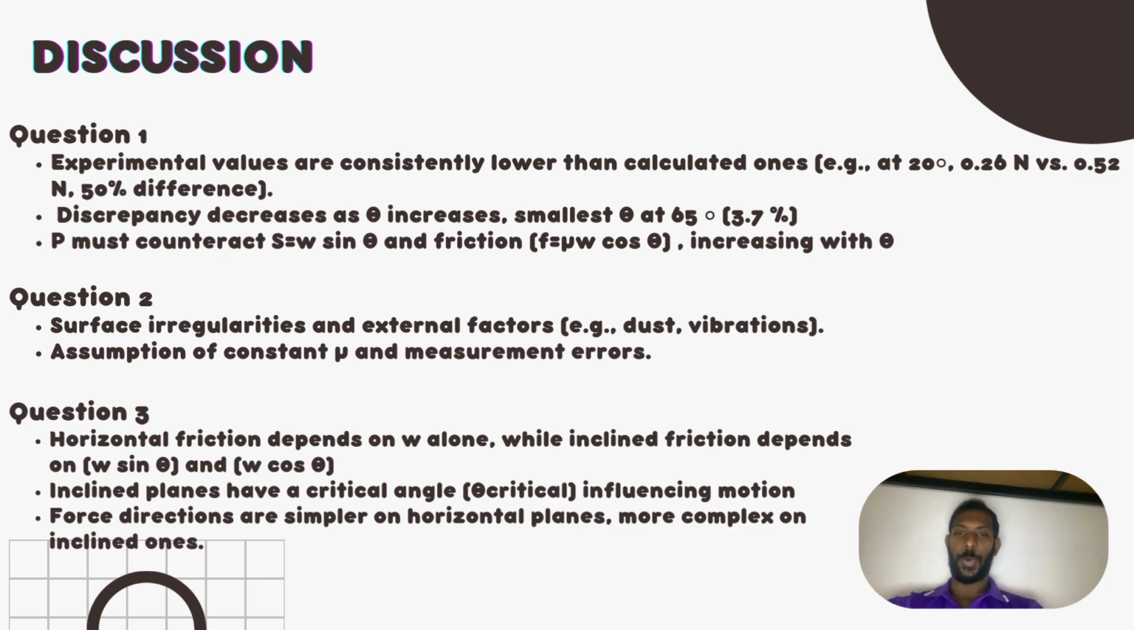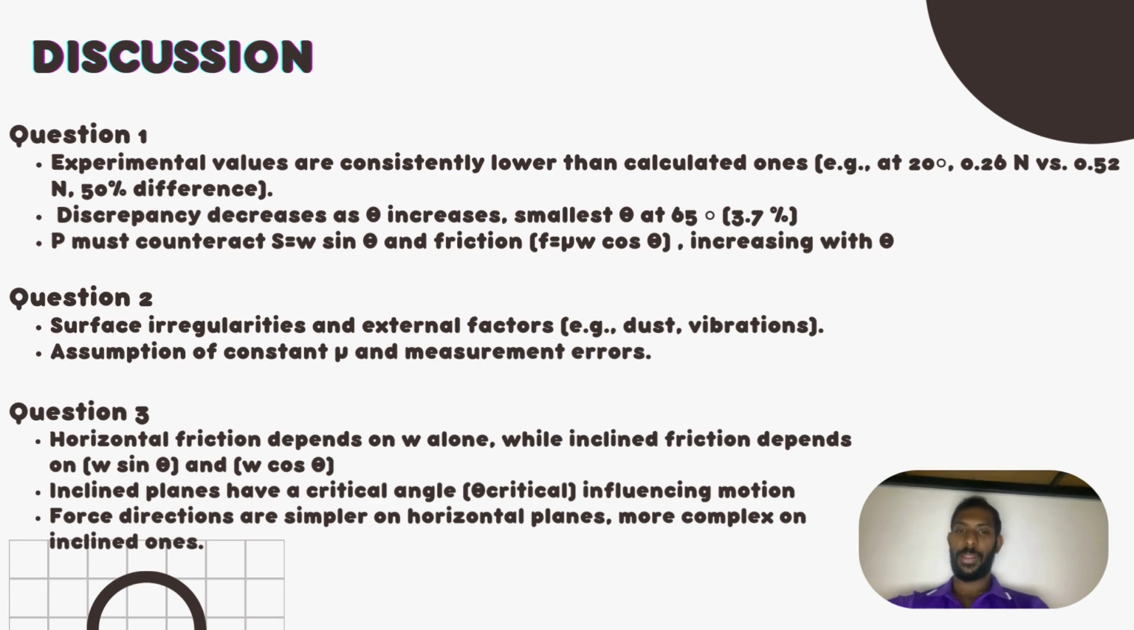Discussion. Question 1. The experimental values are consistently lower than calculated ones. For example, at 20 degrees, 0.26 Newton versus 0.52 Newton is a 50% difference. The discrepancy decreases as theta increases, with the smallest at 65 degrees, 3.7%. P must counteract W sin theta and friction F equals mu W cos theta, increasing with theta.